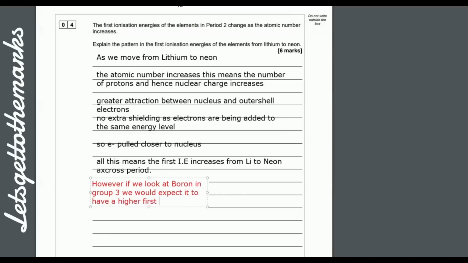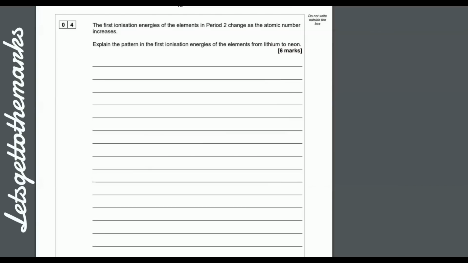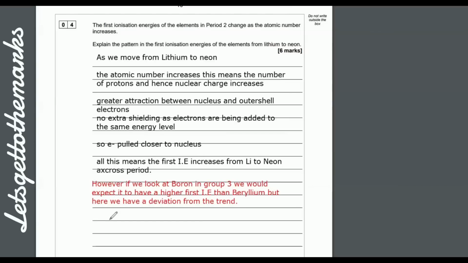And there's 2 major deviations going across the period. The first one happens between group 2 and group 3, and the next one between 5 and 6. And now we're going to talk about the deviation between beryllium and boron, which is the group 2 and 3 deviation. Now we would expect boron to have a higher first ionization energy for everything we've written in black above. Boron has 5 protons compared to beryllium's 4, so we would therefore expect there to be greater attraction between the nucleus and the outer shell electrons, and there is greater attraction.